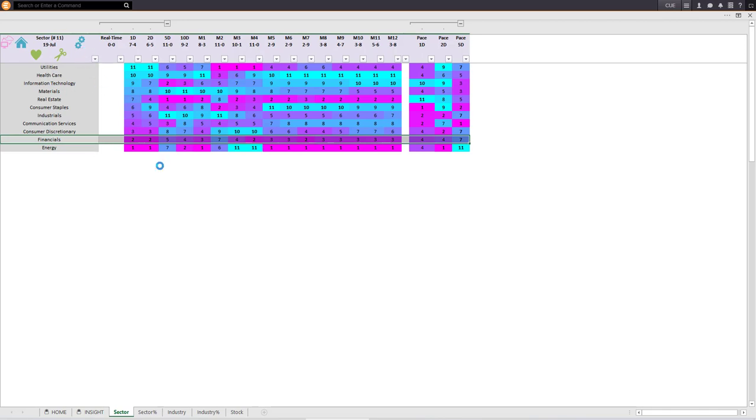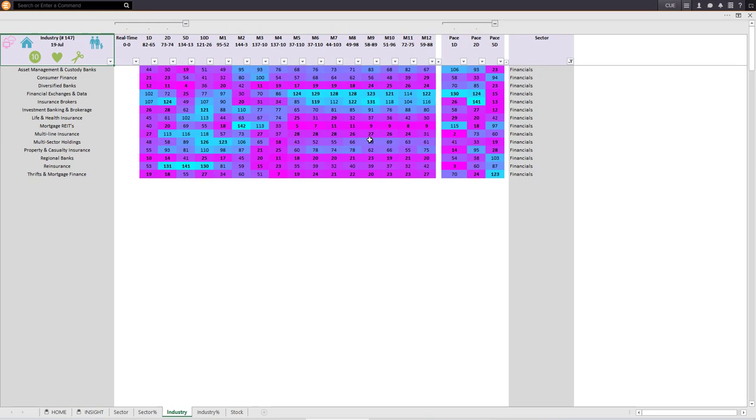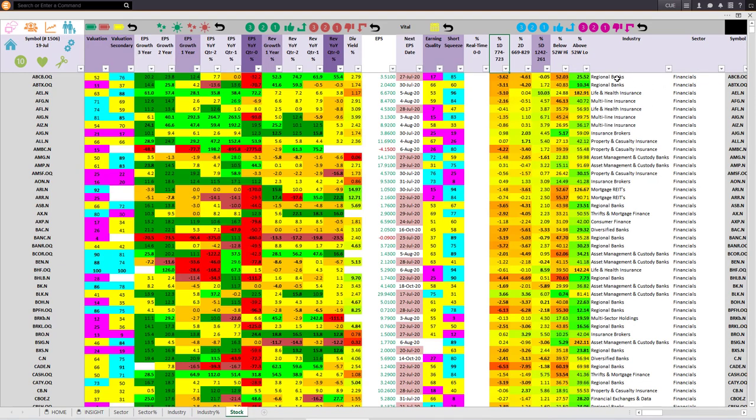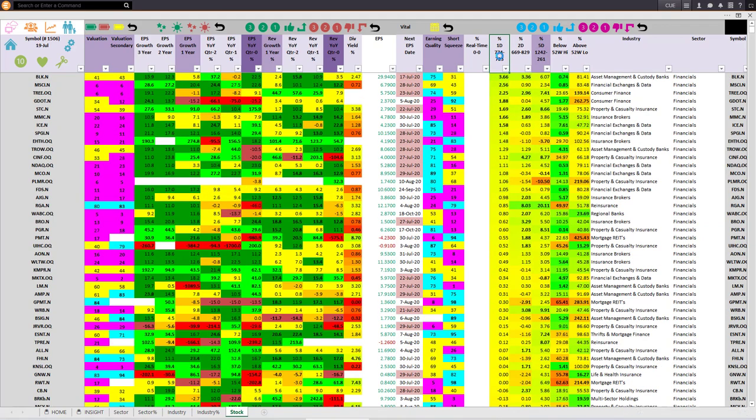I drilled down to the underlying industries, and when you drill down from sector to the industries, the stock tab automatically selects only stocks from that sector. From different industries, but from that sector from where you drill down, that is the financial sector in this case. I sorted the stocks by one day performance.